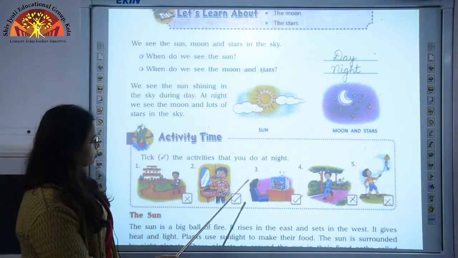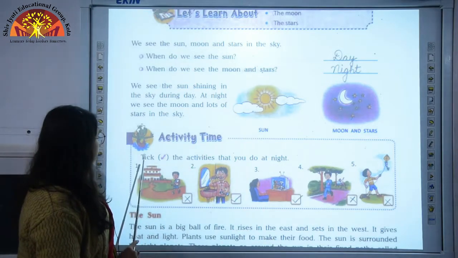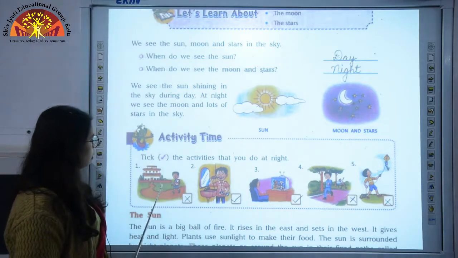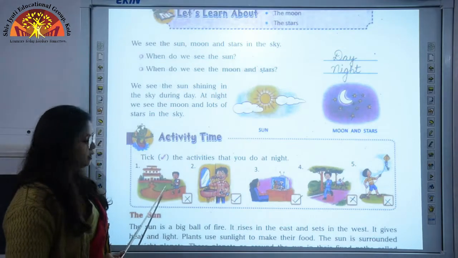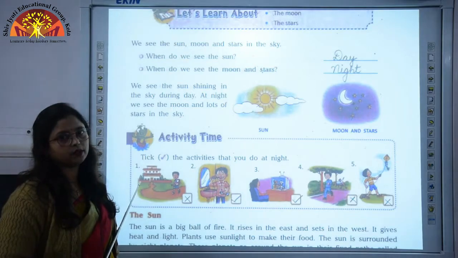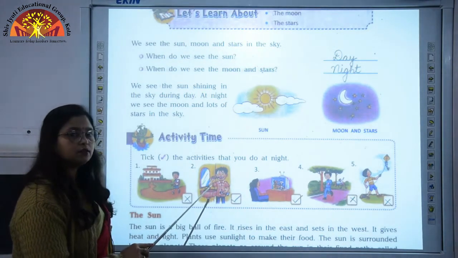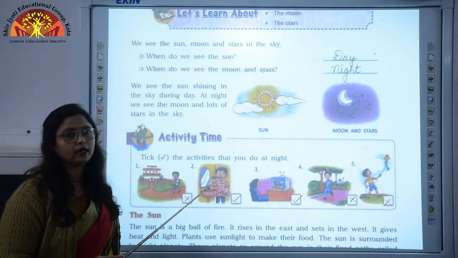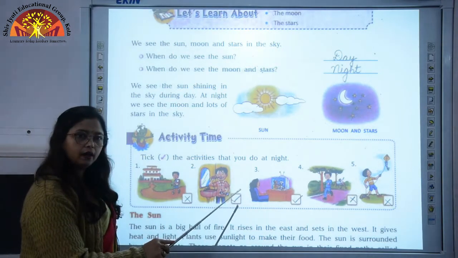So, let us do this activity which is given in your book on page number 106. So, see children, tick the activities that you do at night. So, let us have a look at all these activities one by one. First, what is this boy doing? He is going to school. So, when do you go to school? During the daytime. So, we will put a cross over here. Now, he is brushing the teeth. So, children, we brush our teeth twice a day, during the morning as well as during the night before we go to bed. So, we will put a tick mark over here.